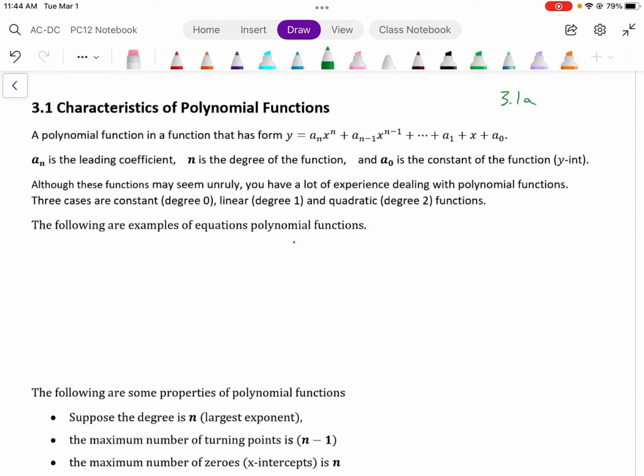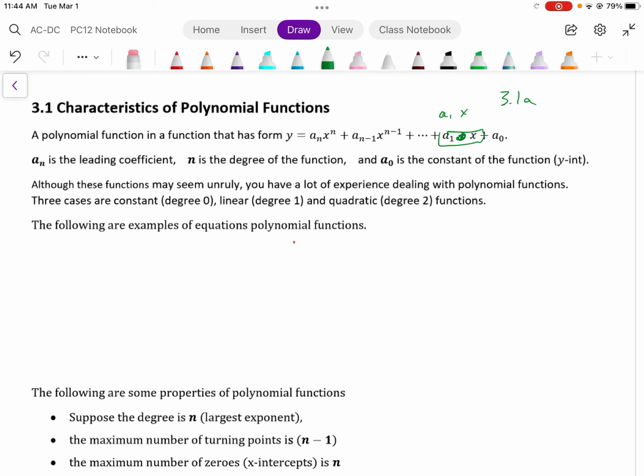So we're going to take a look at characteristics of polynomial functions. A polynomial function is a function that you'll be very familiar with. It has the form. Now there is a small typo here, and I'll address that right away. This right here should just really be a1x.